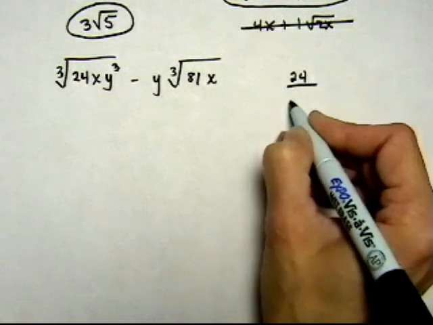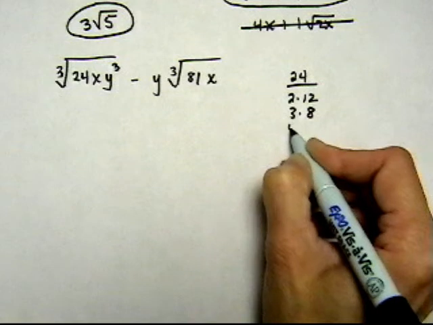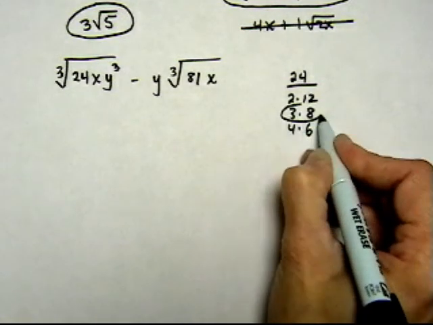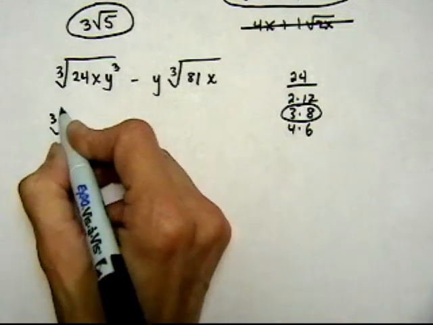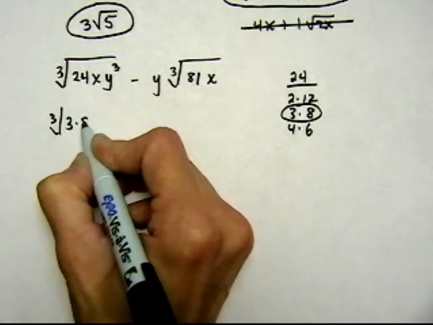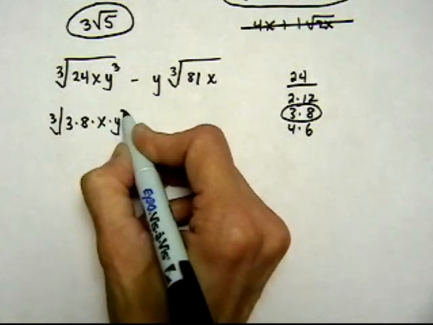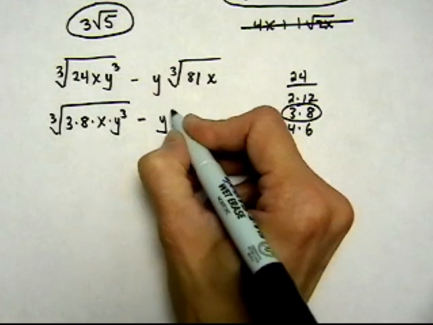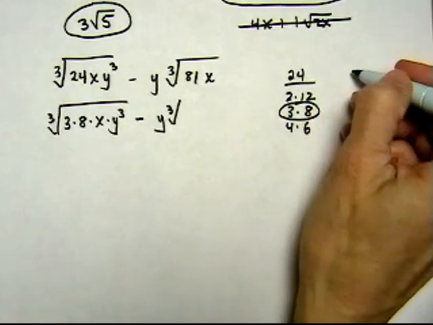So 24, if I list some factors, I have 2 times 12, 3 times 8, 4 times 6. 8 is a perfect cube. So I'm going to use 3 times 8 to break that into. So I have cube root of 3 times 8 times, and then I'll just bring these guys down. X times y cubed minus y cube root of, and for 81, we can break that up.